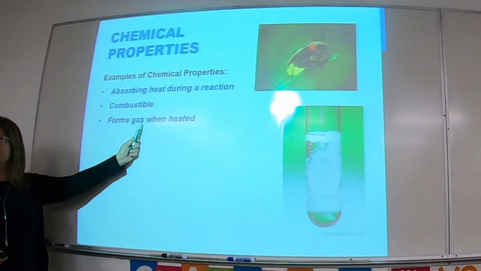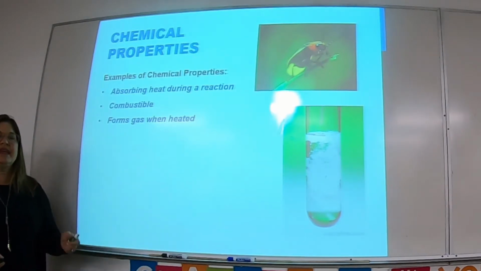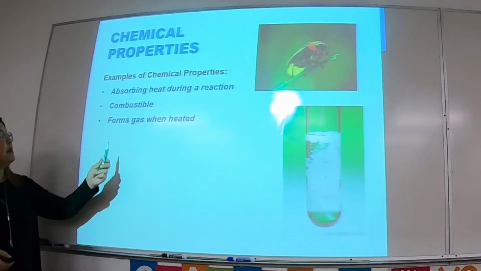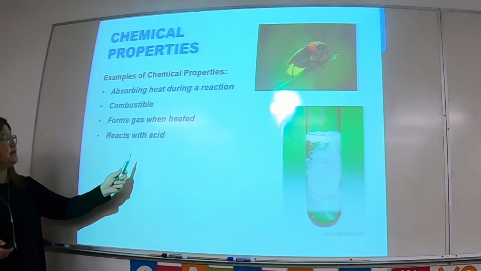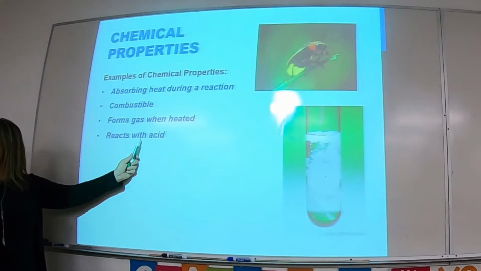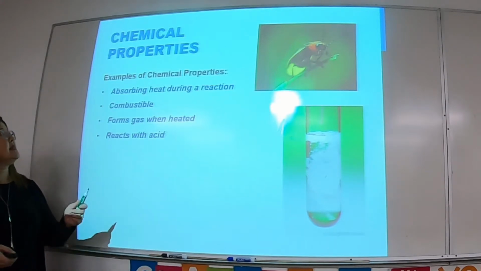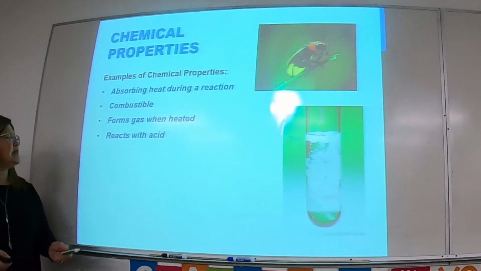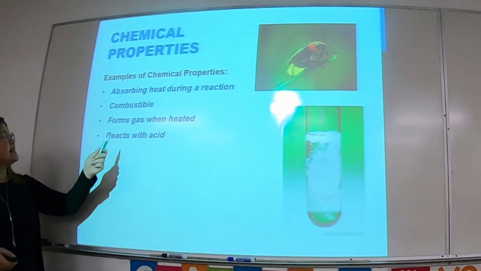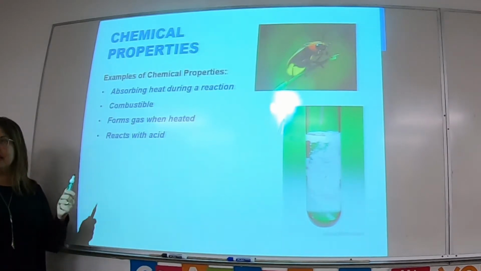If it forms a gas when heated, that's another indicator that a chemical change has taken place, if a gas is produced. It can react with an acid. Okay? So if it reacts with an acid, that's an example of a chemical property. And when it reacts with an acid, you're going to end up forming a gas, and the gas would be hydrogen.